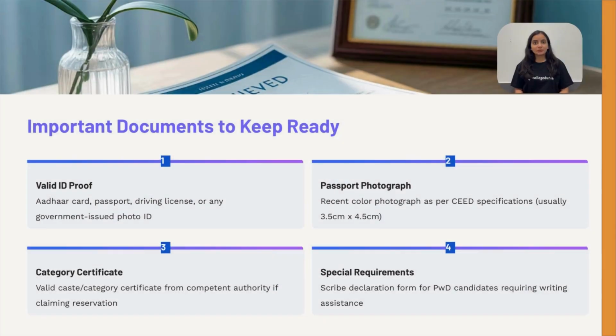Before starting, keep these documents ready. 1. A valid photo ID like Aadhaar card or passport. 2. A recent passport size photograph. 3. Category certificate if applicable. 4. Scribe declaration form if you need special assistance. Having these ready will save you time and avoid last-minute stress.